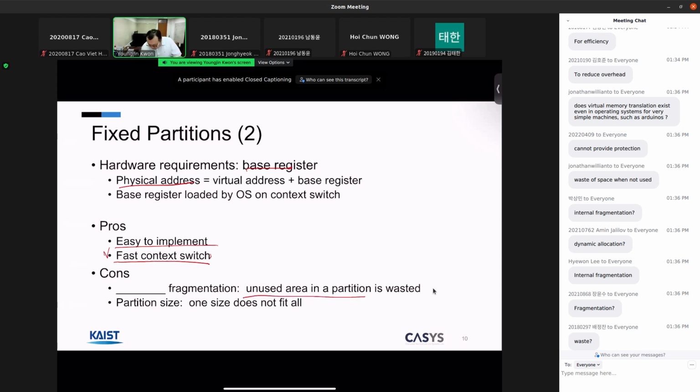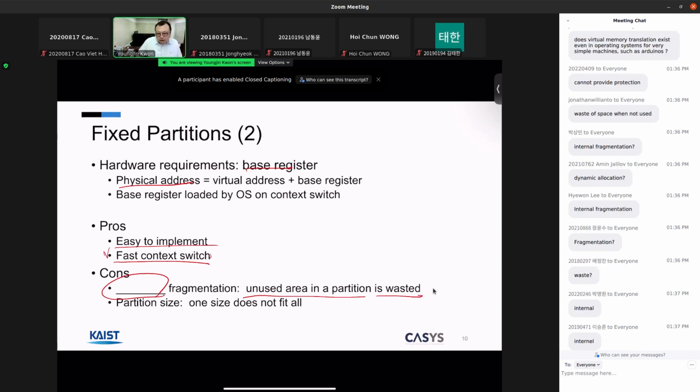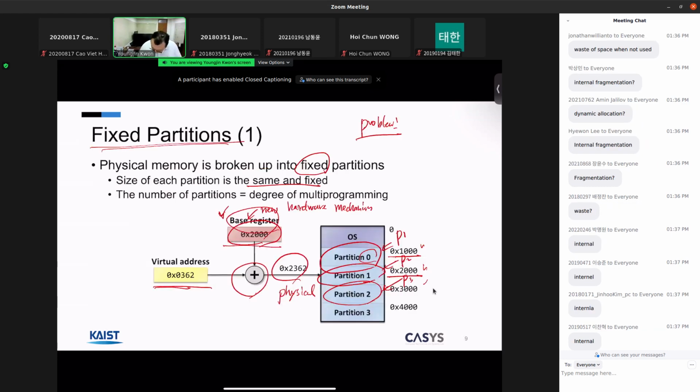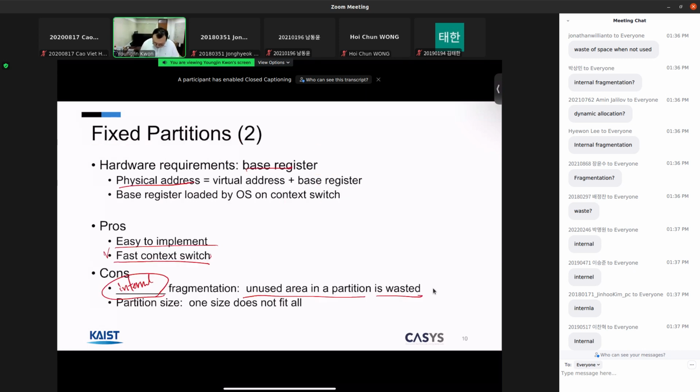But the unused area in a partition is wasted. Is it internal or external? Again, internal fragmentation. Why? Because internal fragmentation has to do with the allocation unit. The allocation unit is always fixed, so internal fragmentation is severe. The partition size is one size that does not fit all program requirements.